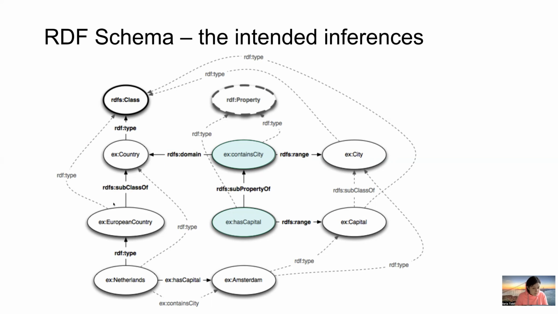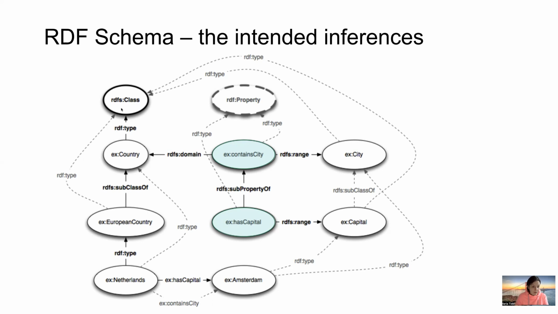By specifying these two relationships, we can infer that Netherlands is also of type country, because the subclass of relationship is transitive. This means that you can infer the type of an instance by following the taxonomy of its class, so its class and the superclasses of this instance.